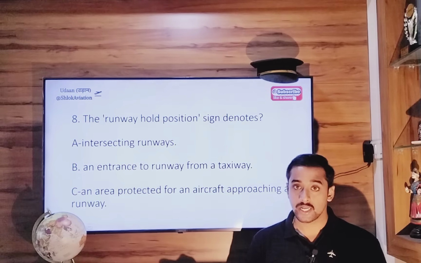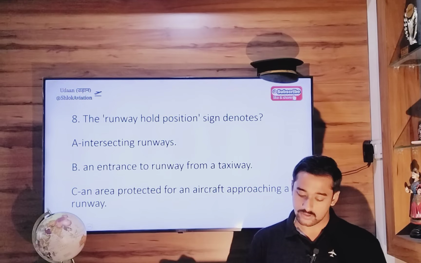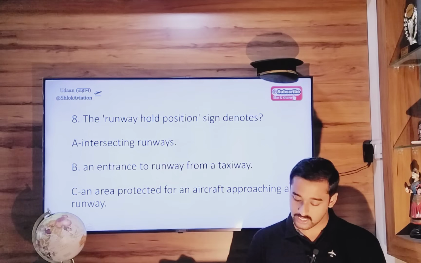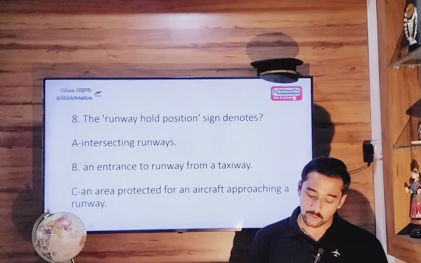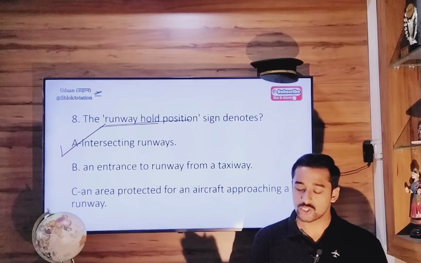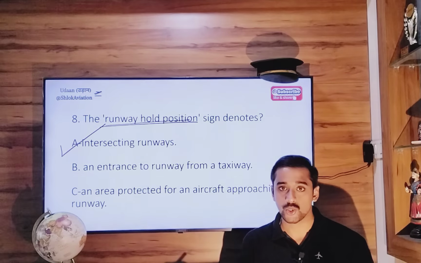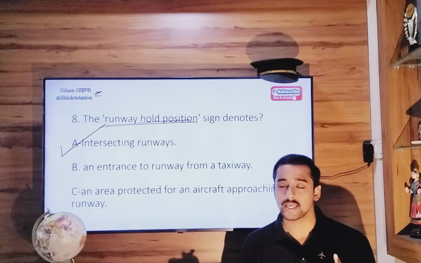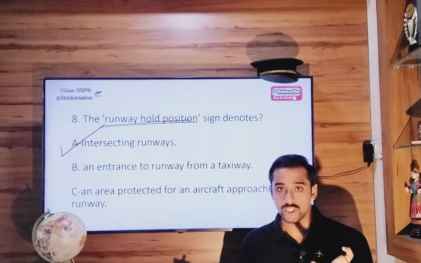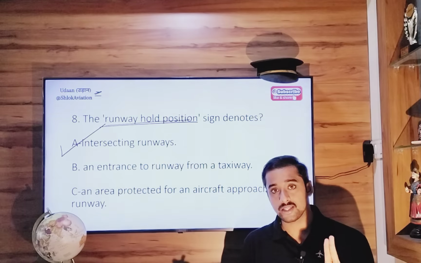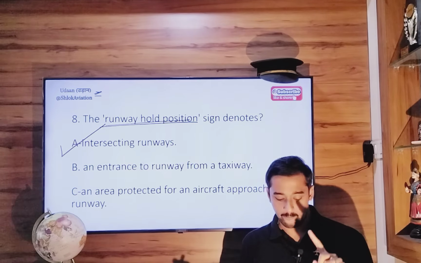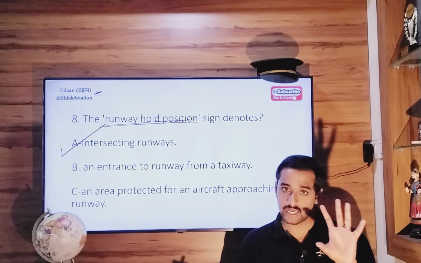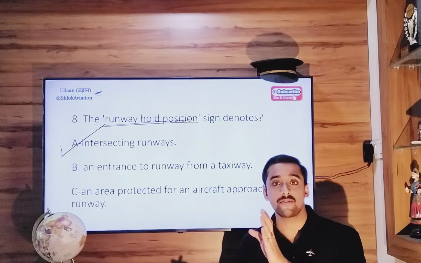Runway hold position sign denotes: intersecting runways, an entrance to runway from a taxiway, an area protected for aircraft approaching a runway. So the correct option is option Alpha. Now we have just read about LASHO operations. Over there we saw some pictures in which there may be holding position markings when there are two intersecting runways, or one runway intersecting with a taxiway. So the runway hold position sign can be on intersecting runways and also on a runway intersecting with a taxiway.